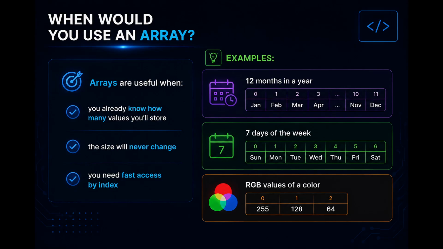So when would you use an array? Arrays are used when you already know how many values you will store. The size will never change. You need fast access by index. For example, 12 months in a year, 7 days of a week, RGB values of a color. Why would you use an array? You can use an array when you know the number of elements in advance, and that number will not change. Arrays are simple, they are memory efficient, and they allow fast access to elements by their index.